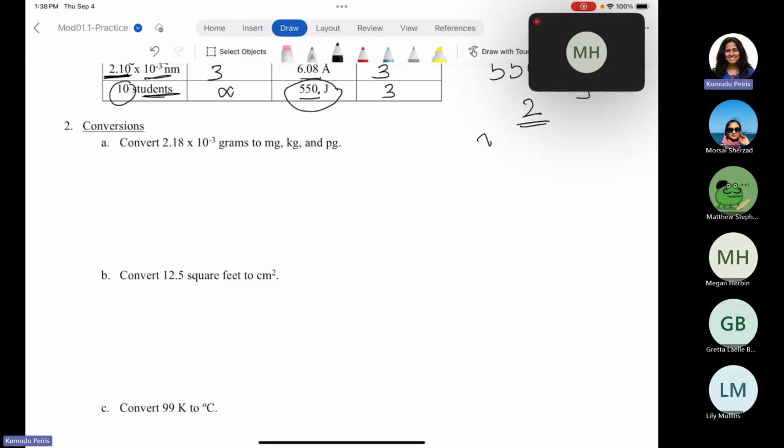Right. So let's try to solve this. So we first try to convert the grams into milligrams. Right. So we'll start with the given value.